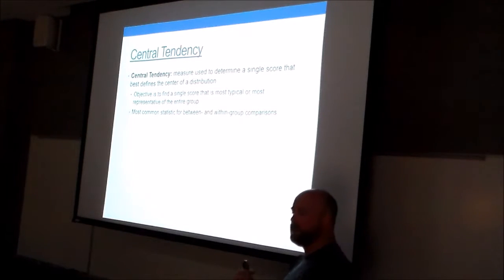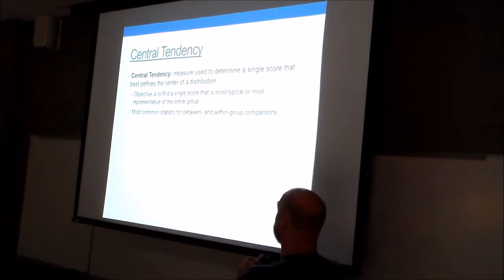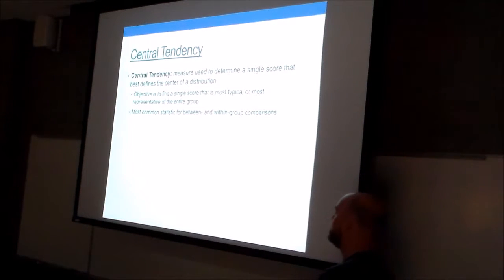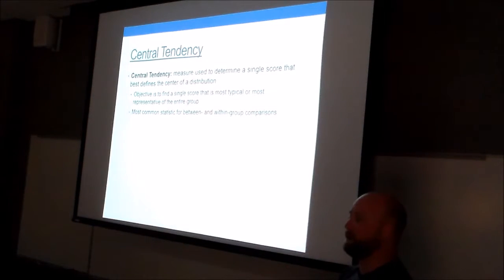The other thing we want to transition into is talking about measures of central tendency. In general, a measure of central tendency is some figure, some number, that best describes the center of our distribution. Okay.